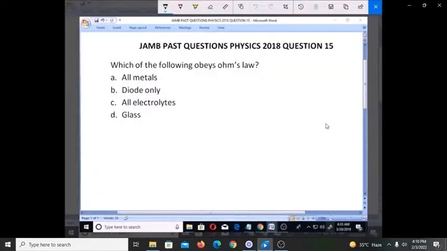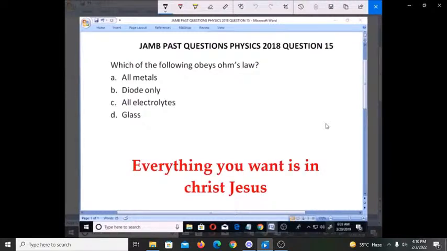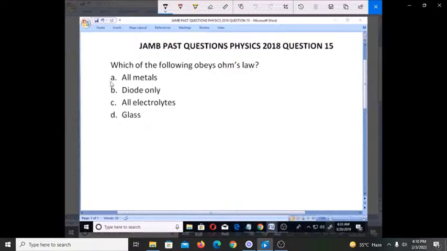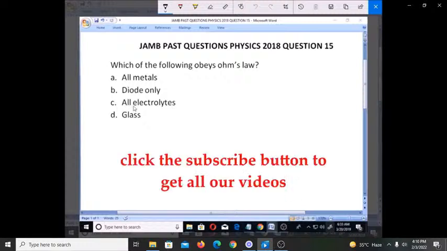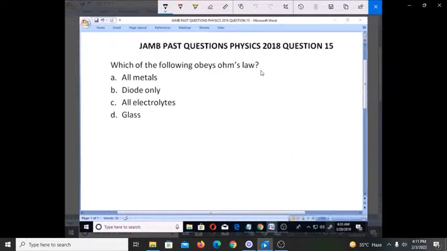Come, let's look at this JAMB past question, Physics 2018. Question number 15. Which of the following obeys Ohm's law? Option A, all metals. B, diode only. C, all electrolytes. D, glass. Now, we should always know that whenever you talk about Ohm's law, it has to do with metals.